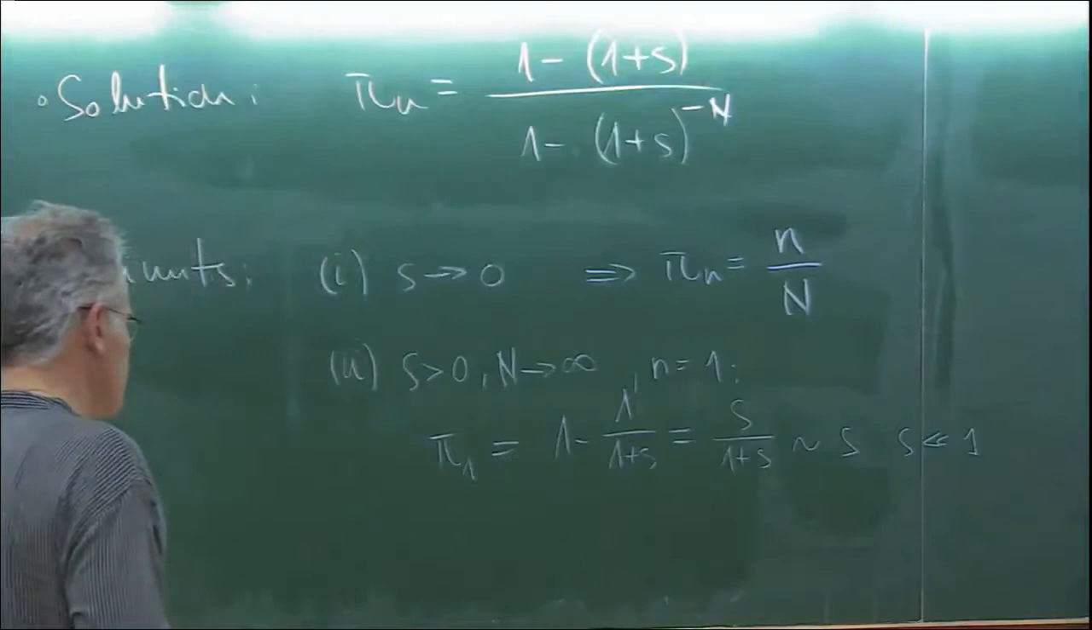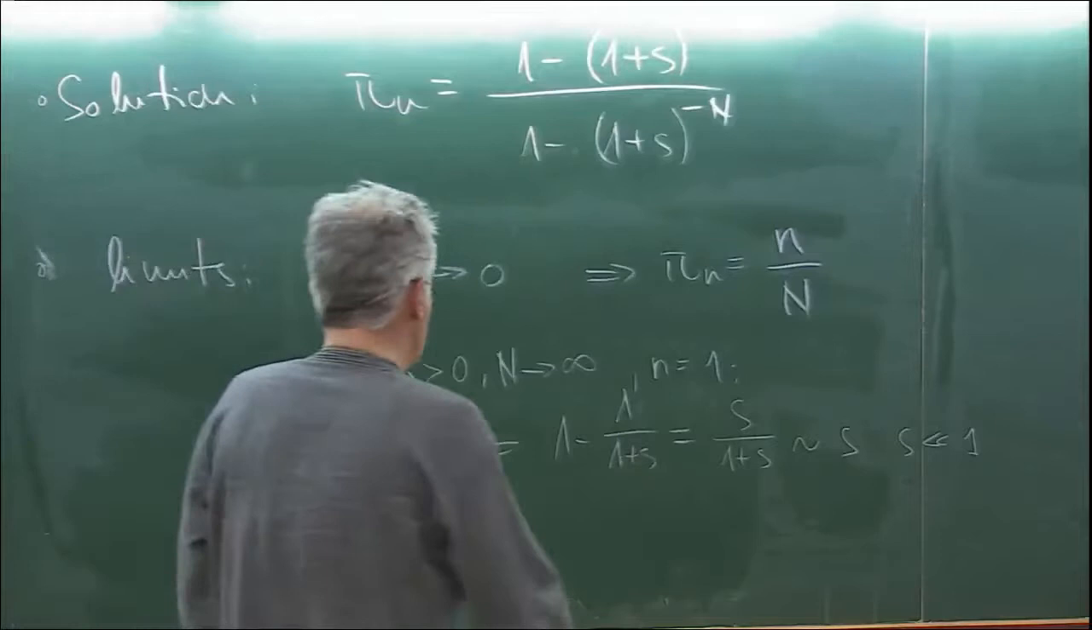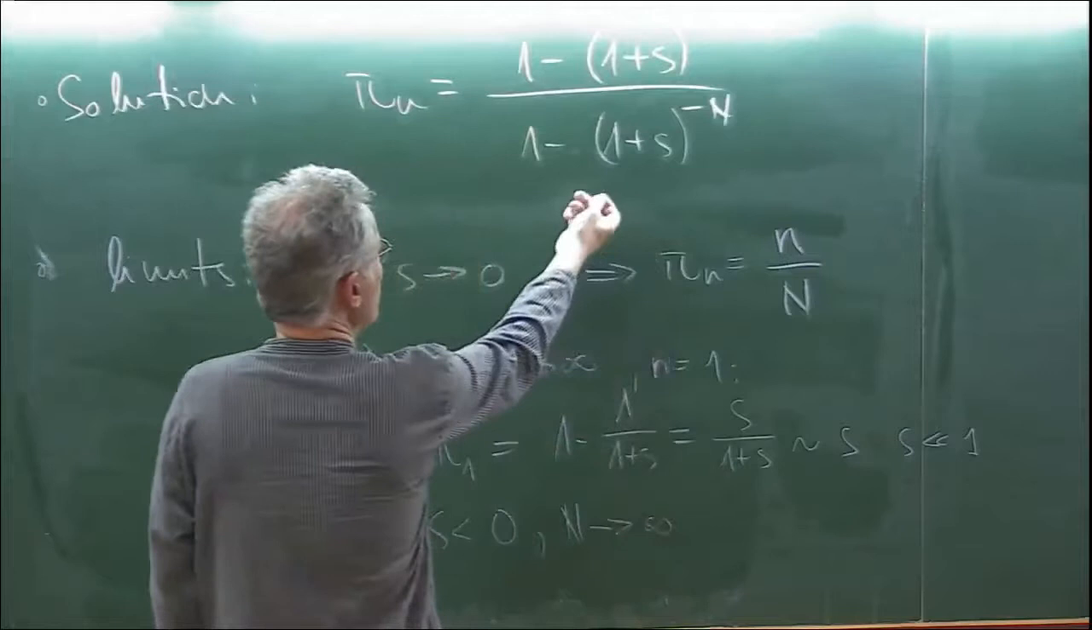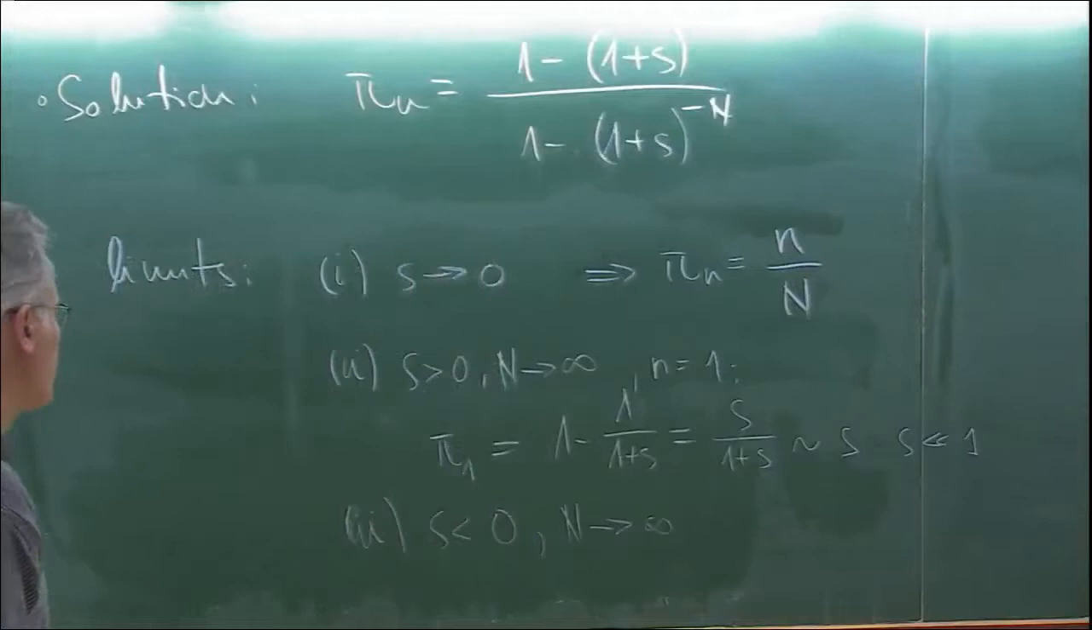And the other important conclusion is that if S is negative and you take N to infinity, then this factor becomes larger than that, so you basically mentally have to turn these two terms around, and this will become very big, and so what happens is that the fixation probability goes to zero.